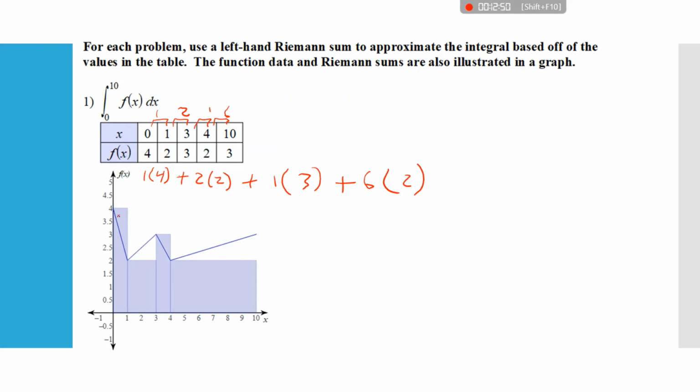No. Okay, here it is graphically again. So 1 times 4 is 4 units here. 2 times 2 is 4 units again. 1 times 3 is 3 units here. And then 6 times 2 is 12 units here. And I can add all those together to get my left-hand Riemann sum. So I could say my sum, or my area, is 4 plus 4 plus 3 plus 12. So that's 15, 19, 23.